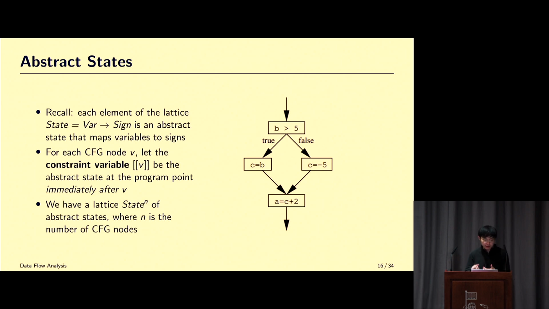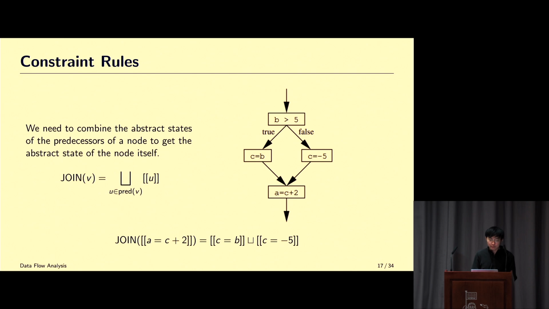So we had this thing where each element in the lattice is a mapping between variables and signs. We do the analogous thing here, where instead of just having one mapping for each line in the program, we have one mapping for each CFG node, and we call this thing the constraint variable. And so basically our abstract state for this entire program is just n of these mappings for n CFG nodes. And in general, when we want to analyze the program at one point in the CFG, well, we have to look at what happens before that.